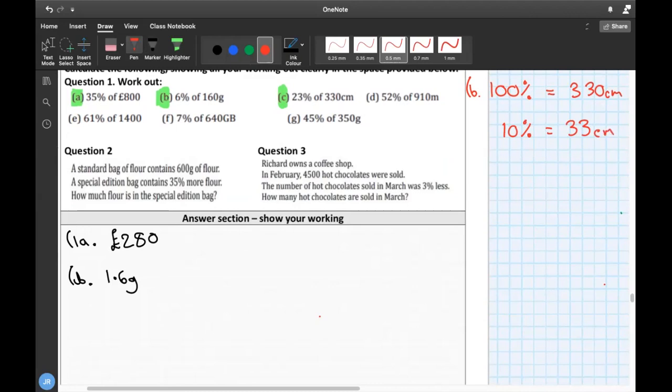Okay, I'm going to need a 1% as well and a 20%. So let's go to 1% first. I'll make it a bit clearer. From 10% to 1%, I've divided by 10 again. So I need to do the same thing with my amount. 33 divided by 10 gives me 3.3.